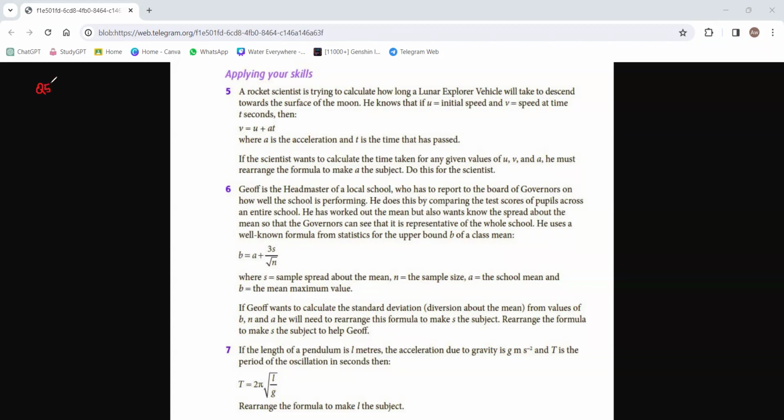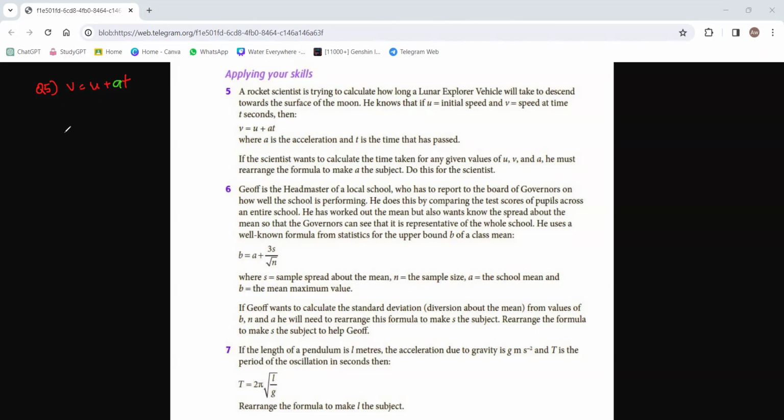Okay, so firstly, we know that the formula is v equals u plus at. Sorry, I'll make u a different color, and I'll make a a different color. So v equals u plus at. So first of all, we know that here u is positive.